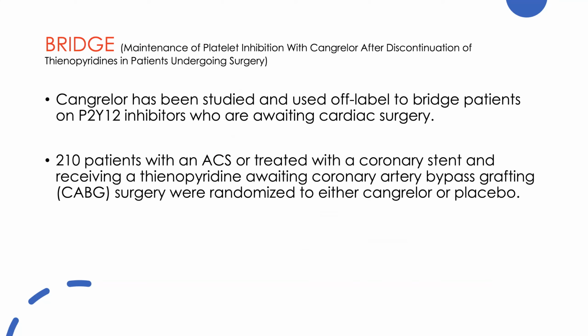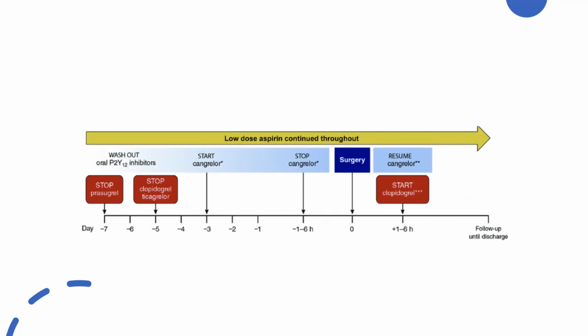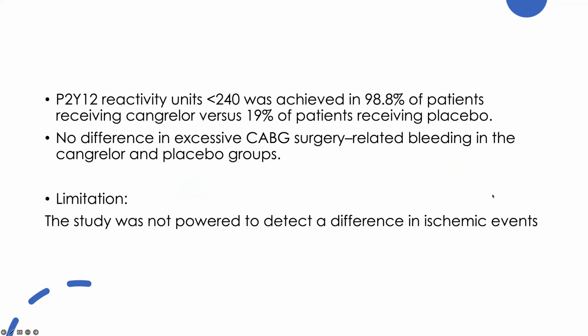Quickly, to touch base on the BRIDGE trial. What did they do in the BRIDGE trial? You have a patient who comes to you with a STEMI and gets a stent, but they need a CABG. Say they got an RCA STEMI, you put in a stent, and then they have a left main and LAD lesion, so they need a CABG. But how can you stop the P2Y12 inhibitor when you just have a fresh stent? So what they did: stop prasugrel 7 days before, or 5 days if clopidogrel or ticagrelor. You start the cangrelor 2 days after, or 3 days prior to the surgery. You stop it a few hours before, and you start it a few hours after.